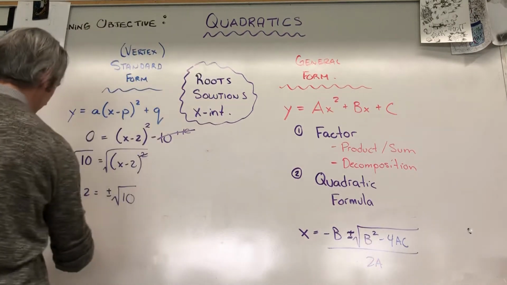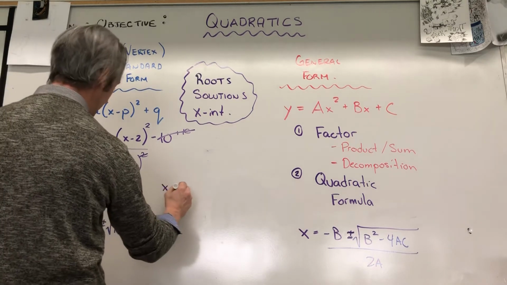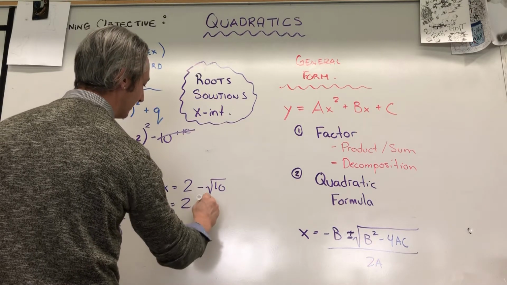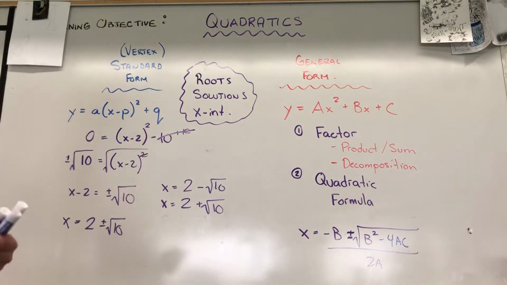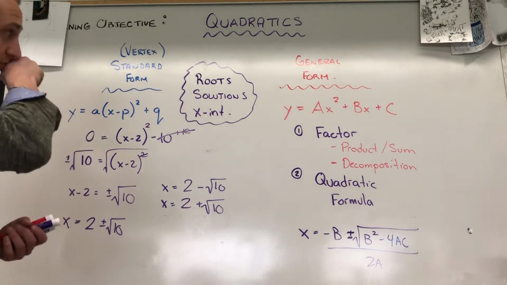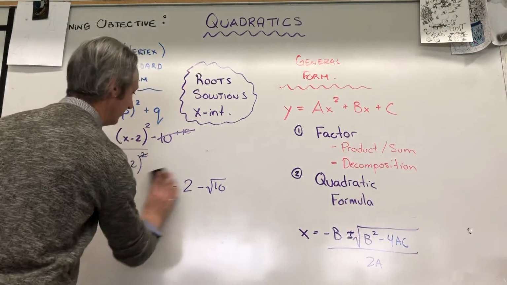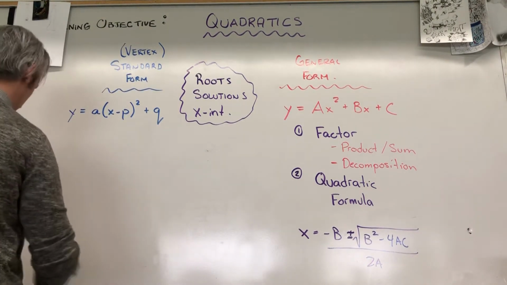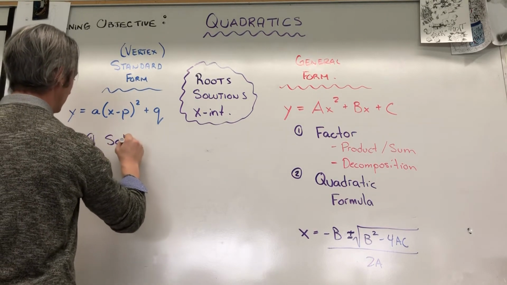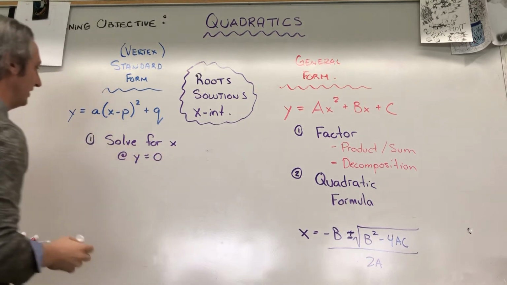And then to finish it off, I would get x is equal to 2 plus or minus the square root of 10. So one solution is going to be 2 minus square root of 10, and the other solution is going to be 2 plus the square root of 10. And I could leave it in this form, or I could solve for the square root of 10 and see what it gives me. So that's the first way of finding the roots of an equation in standard form. Okay, it's just going through and solving for x. So the first is solve for x at y is equal to 0, or when y is equal to 0.